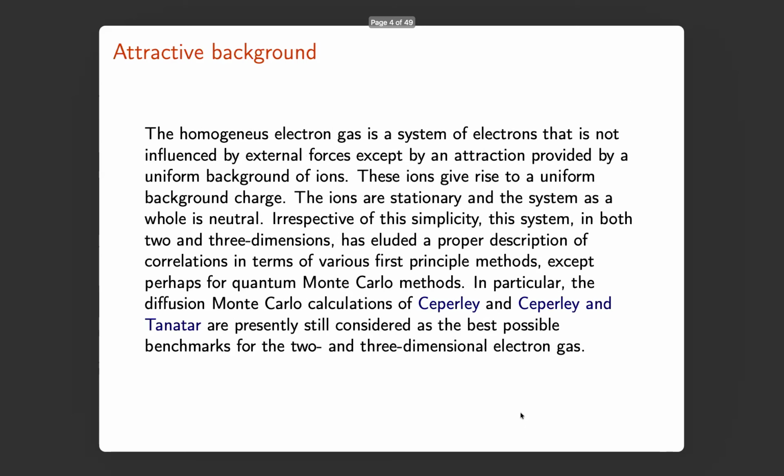I'm going to gradually bring in this thing. So it's a system of electrons that is not influenced by an external force, and they give rise to a uniform background, just to summarize. And the ions are stationary, and the system as a whole is neutral. Irrespective of simplicity, this system in both 2 and 3 dimensions has actually eluded a proper description of correlations, except if you run Monte Carlo calculations. The first set of these calculations were done by David Ceperley and collaborators in the 80s and 90s for the 2- and 3-dimensional electron gas.